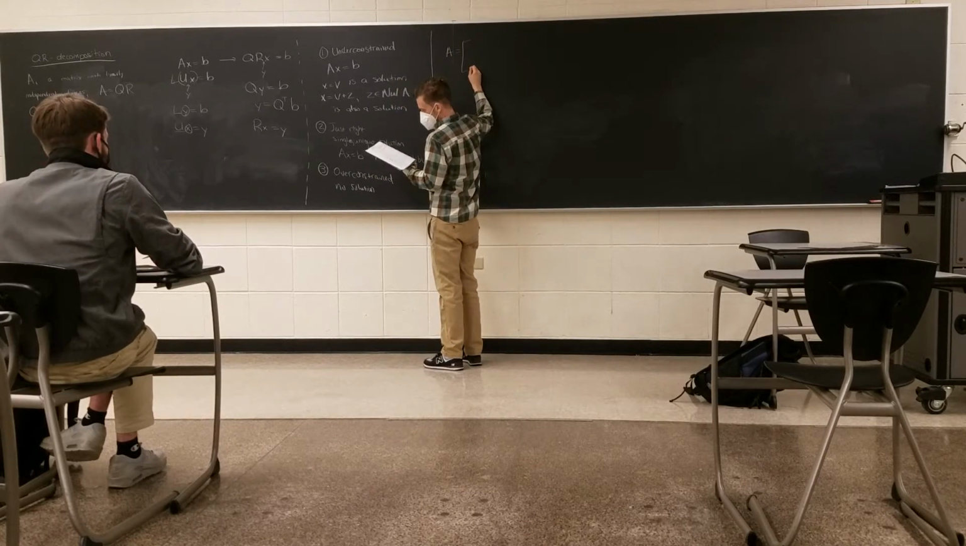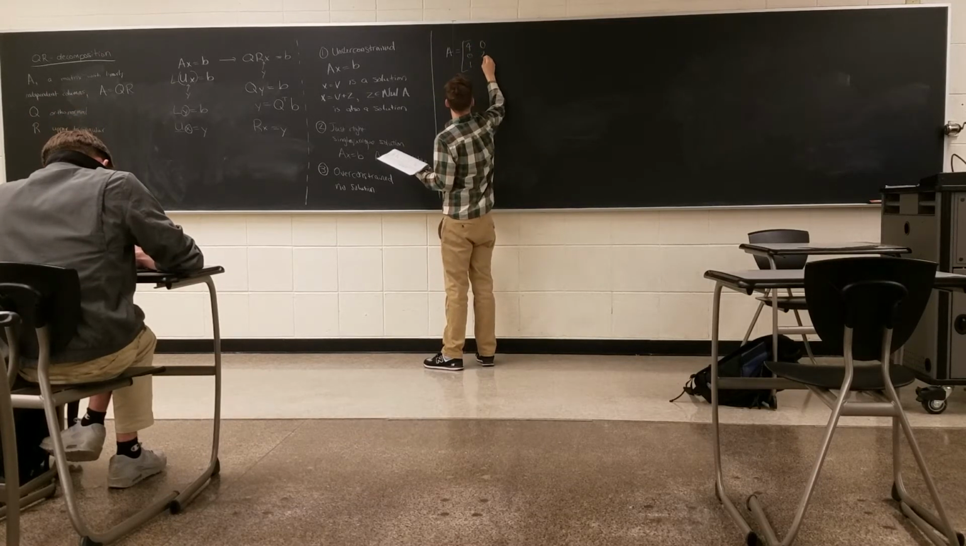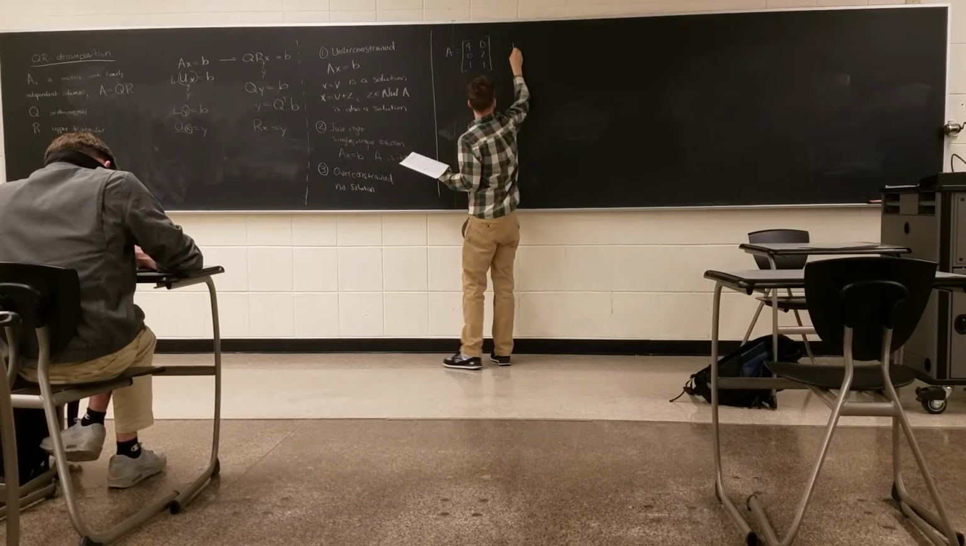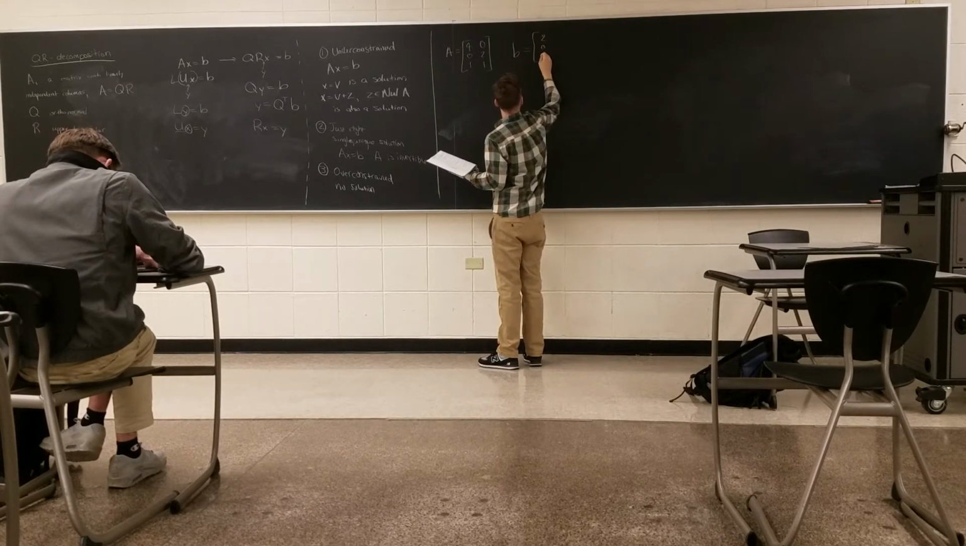Let's say our matrix is 4, 0, 1 in the first column, 0, 2, 1 in the second column. B is 2, 0, 11.